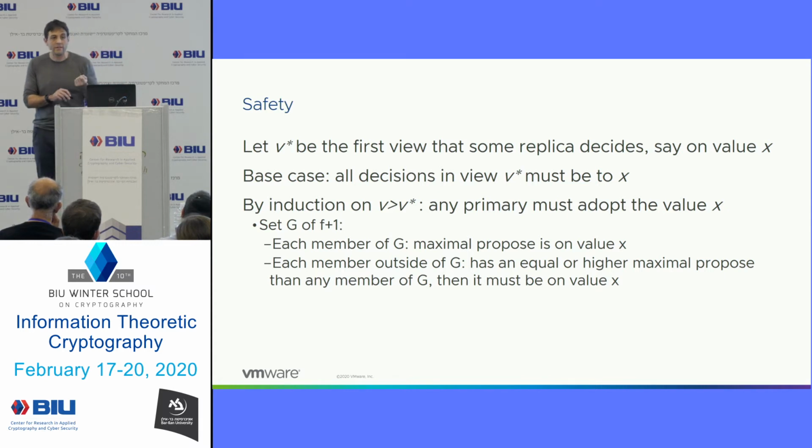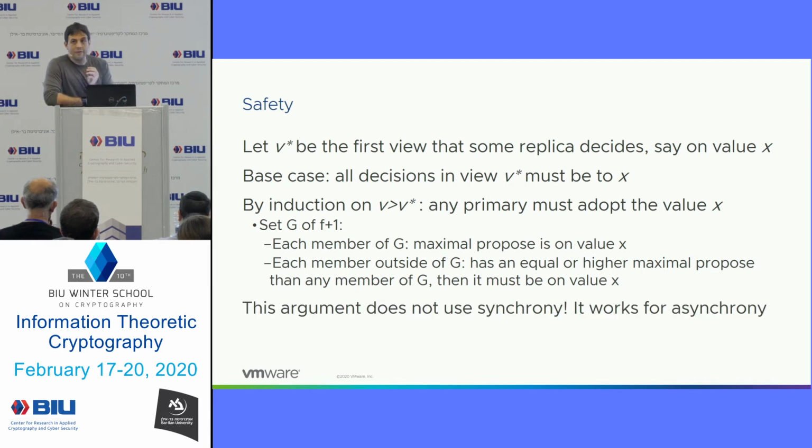And why is this true? It's true because whenever we make a decision, let's say on v star, then if somebody decides, there are at least f+1 that sent an acknowledgement to you. If they sent an acknowledgement, it basically means that their maximal propose is on x and on v star. Right? So this is the induction step for v star. And you can do the same induction on every phase after v.